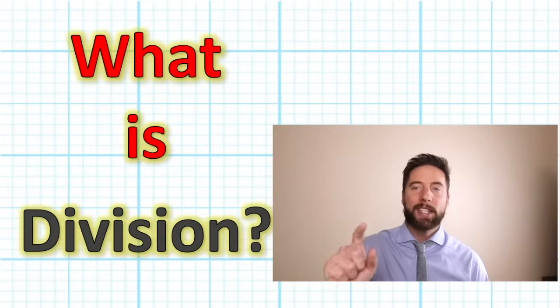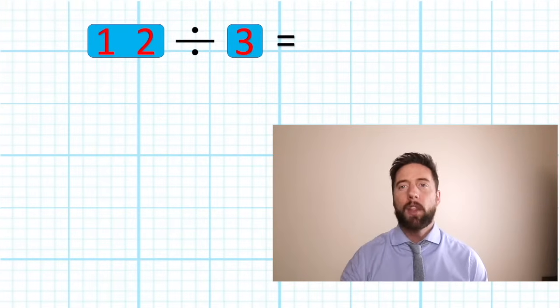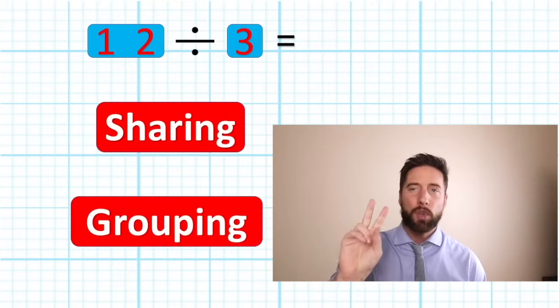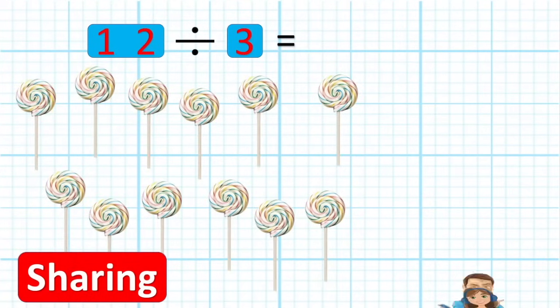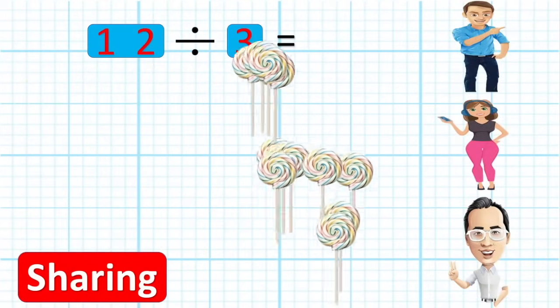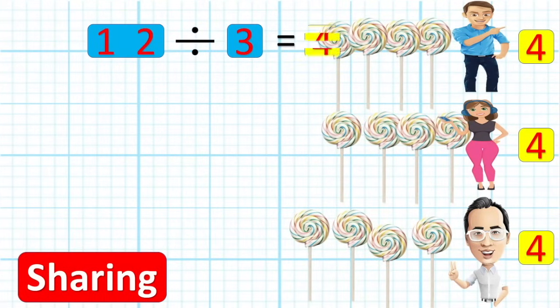Before we can start, we need to think about what division actually means. Well, if I pull this question up, 12 divided by 3, we will learn that we can talk about division in 2 different ways. We can talk about it as sharing. If I have 12 lollipops, I can share them evenly between my 3 friends, giving them a total of 4 each. So 12 divided by 3, 12 shared by 3 is 4.